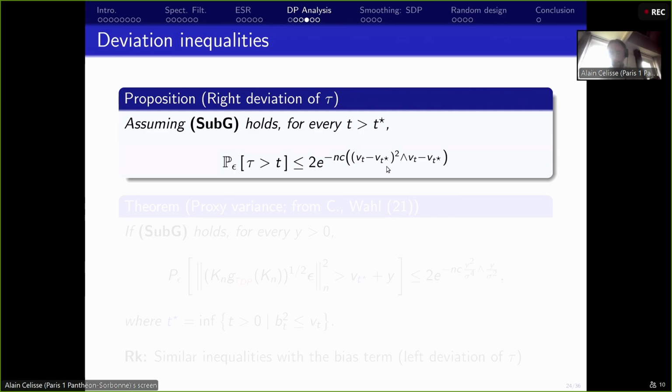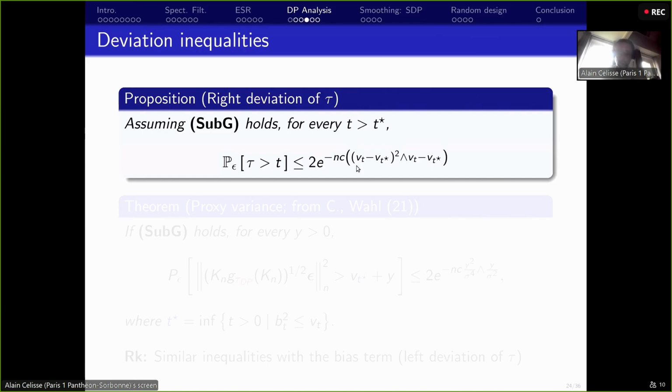What does it mean? It means that as t becomes larger, because t is constrained to be larger than t star, then because vt is increasing as a function of t, vt increases as well. So you have here the difference between vt and vt star, which is positive by construction, which is increasing as a function of t. And then it makes the global probability smaller and smaller. And the rate at which this probability will decrease is completely driven by the variance term, vt. This is what it means, which is very nice.